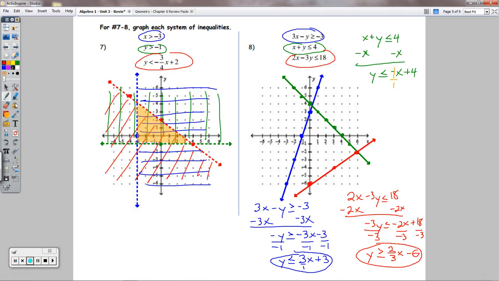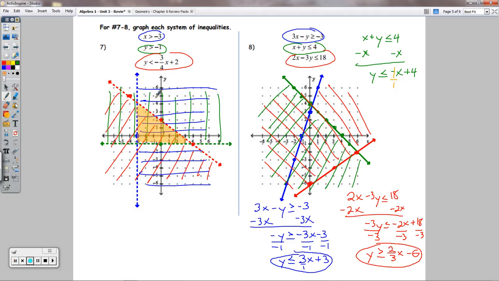So when we shade this one, the red one, we're talking about stuff greater than or equal to. So shading above for the red one. For the green one, shading below, less than or equal to. So shading below that line. And for the blue one, that's y is less than. So we have another below the line. I'll go with that direction on there.